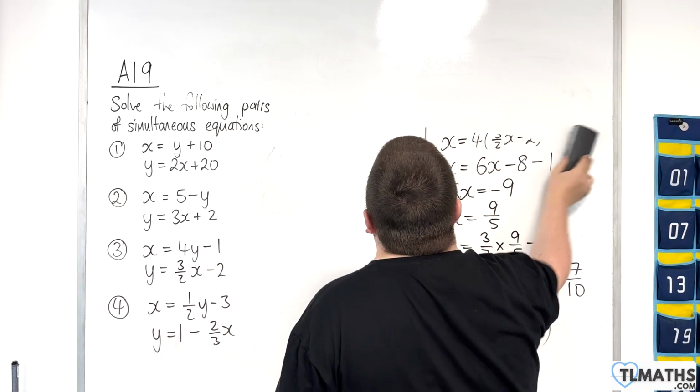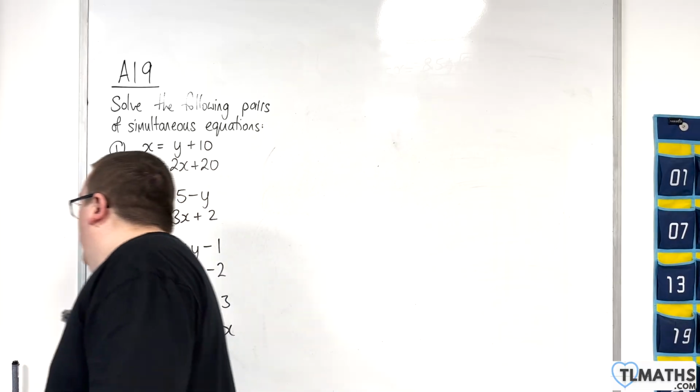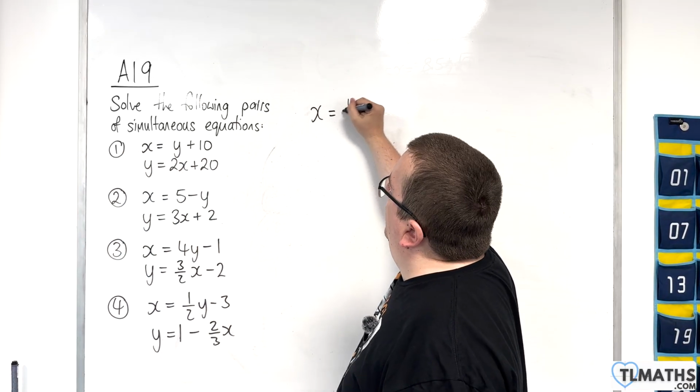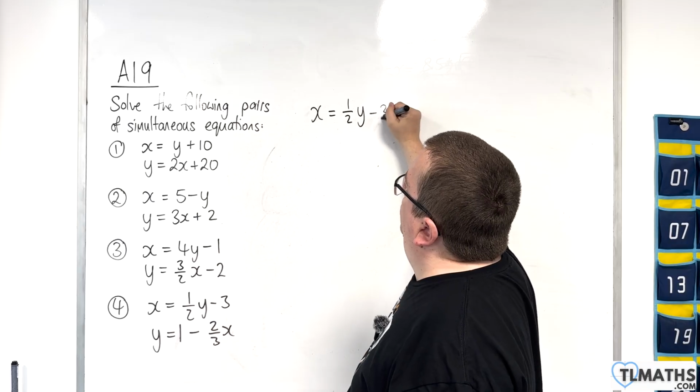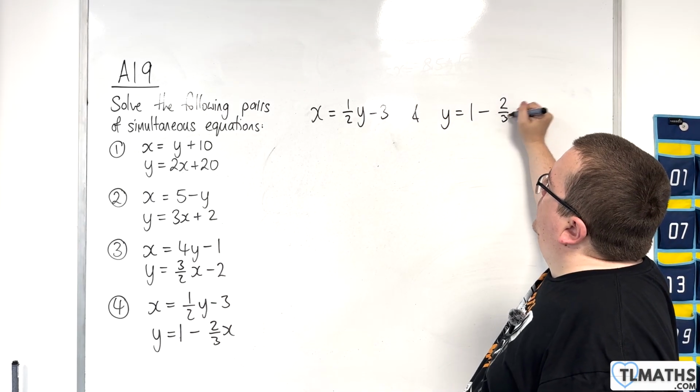Right, that's number 3. Right, number 4, we have x equals 1/2 y minus 3, and y is equal to 1 take away 2/3 x.